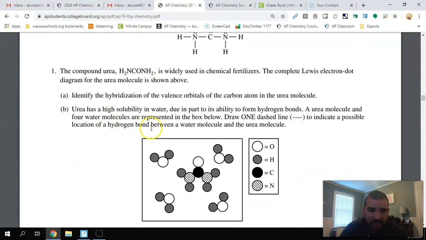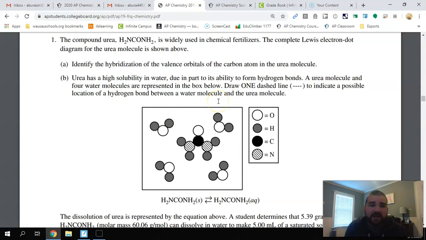Okay? B, urea has high solubility in water due in part to its ability to form hydrogen bonds. A urea molecule and 4 water molecules are represented in the box below. Draw 1, specifically 1, so don't draw 2, dashed lines to indicate a possible location of a hydrogen bond between a water molecule and a urea molecule. This sounds rather simple because these are waters, that's urea, so it's like, oh, okay, just draw 1 dashed line.